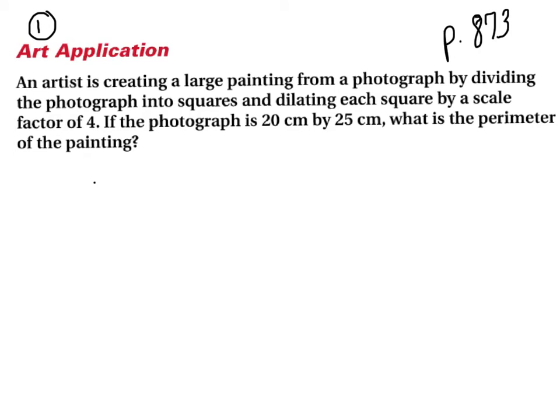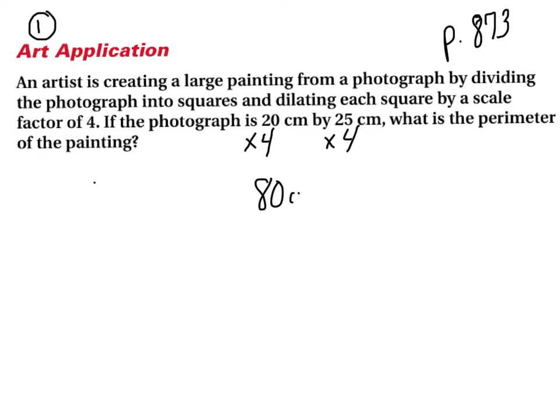It says that an artist is creating a large painting from a photograph by dividing the photograph into squares and dilating each square by a scale factor of 4. If the photograph is 20 centimeters by 25 centimeters, what is the perimeter of the painting? Now, this really is that easy. If we're multiplying by a scale factor of 4, we multiply each dimension by 4.